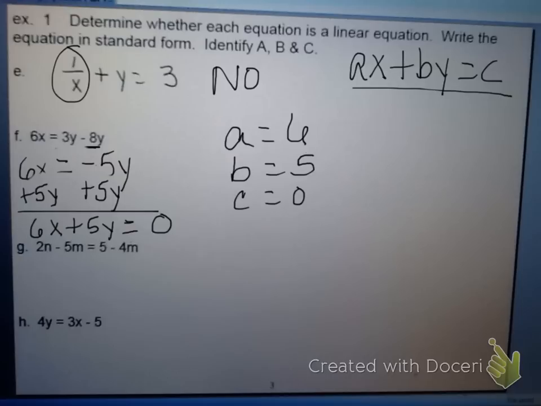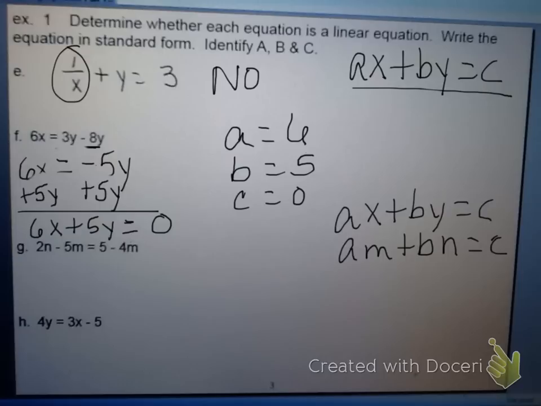Example G, now in this particular problem we have M and N instead of X and Y. So anytime you have different variables, you do it alphabetically. What comes first in the alphabet? M. So it would be AM plus BN is equal to C.